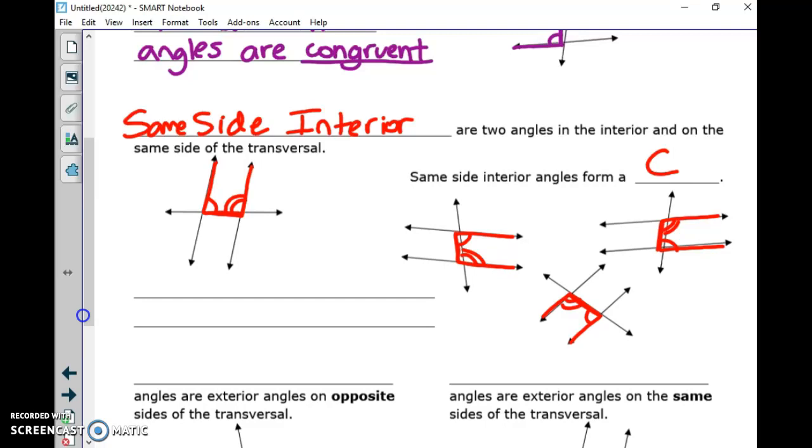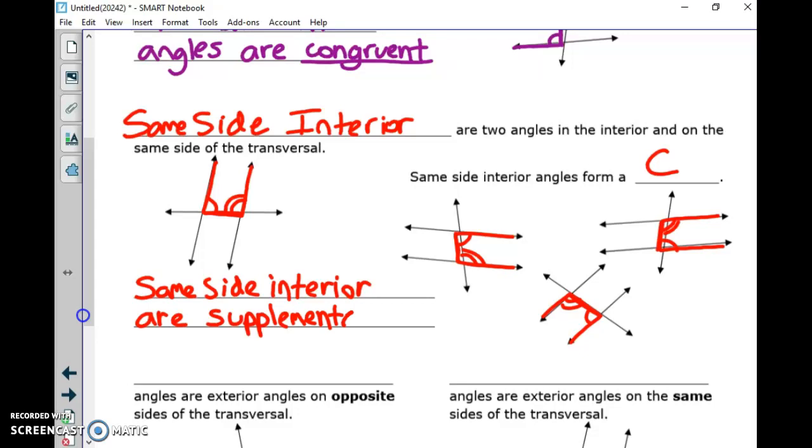Now, whenever we have same side interior, you might be thinking, yeah, it's going to have to be congruent because that's everything we've done so far, but this is where it changes. If you didn't notice, the same side interiors aren't matching. One's acute, one's obtuse. Okay? If one's acute and one's obtuse, they can't be congruent, and in fact, they add up to a straight line, 180 degrees. We call that supplementary.